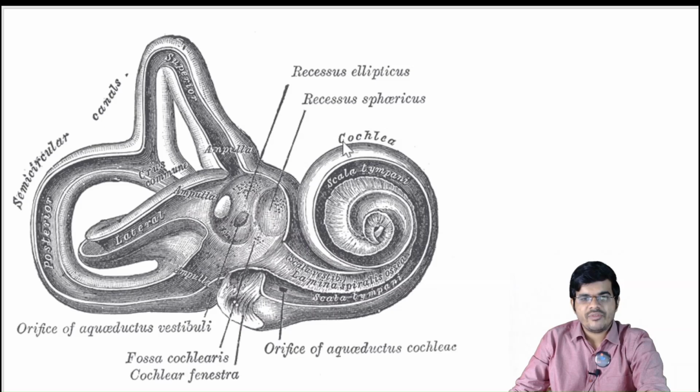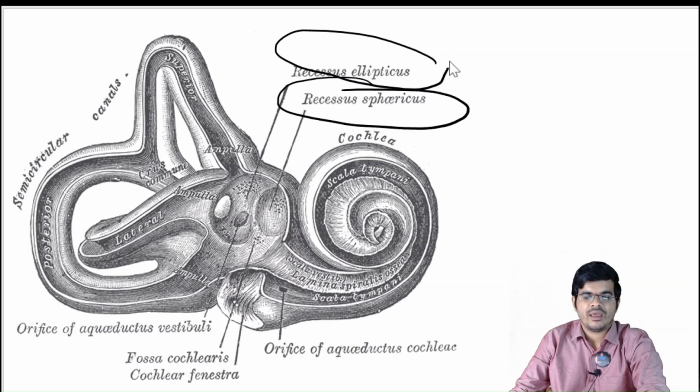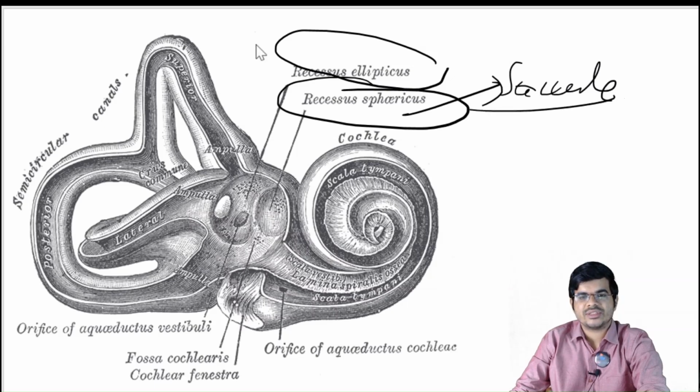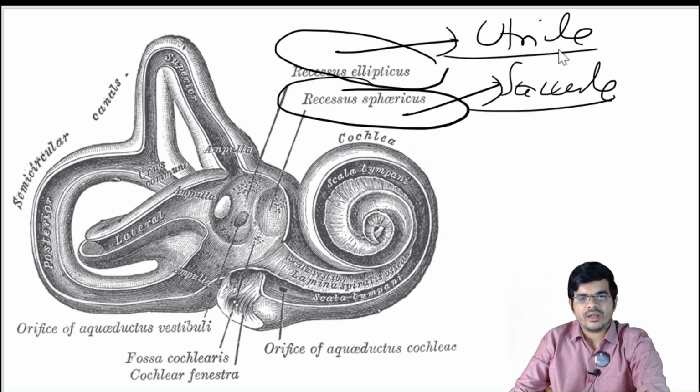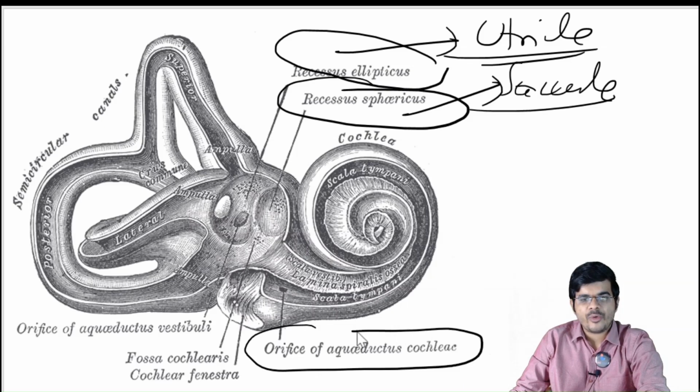Okay, within the vestibule you have two recesses, the recessus ellipticus and recessus sphericus. Okay, in the spherical recess you have the saccule, and in the elliptical recess you have the utricle. Now if you look carefully you can see there is something written here. This is the orifice of the aqueduct of the cochlea.